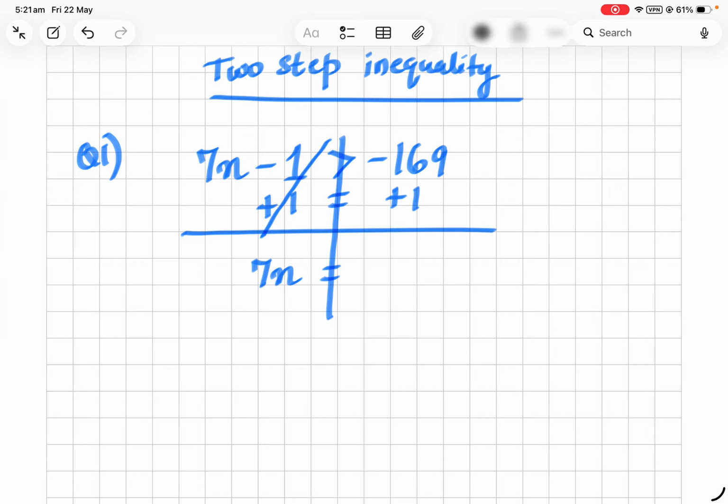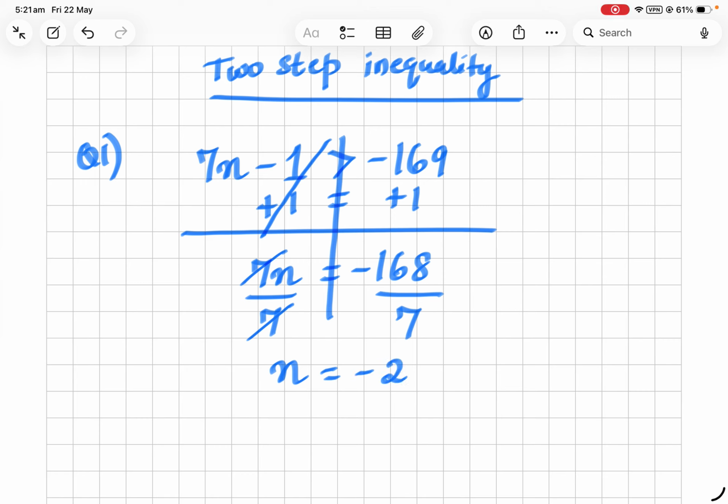7n is equal to negative 168. I'm still not done. 7n is like 7 times n, and the opposite of times is division. So you divide on both sides. 7 over 7 is 1, so 1n, which is just n, is equal to negative 24.